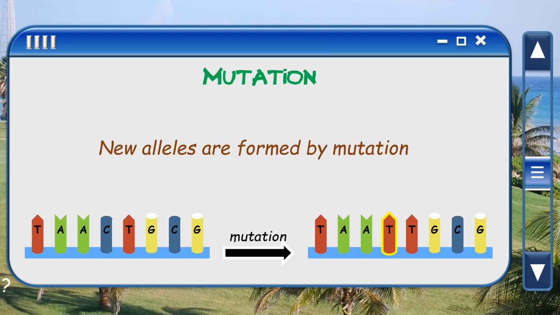New alleles are formed by mutation. So when we have mutation taking place, it is going to form other alternative forms of a gene. Those are what we are referring to as alleles. So a new allele may be formed because of mutation taking place.